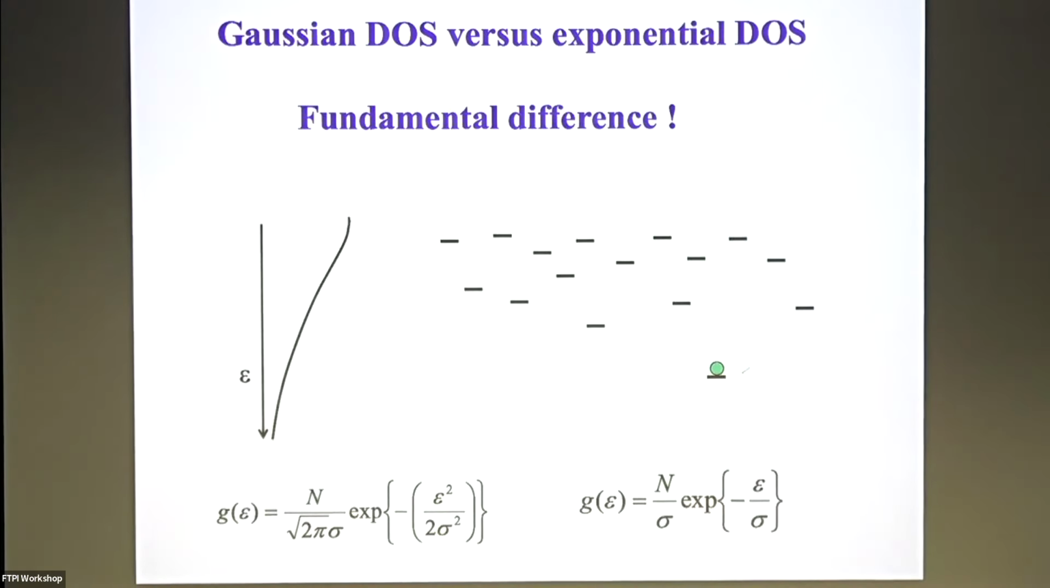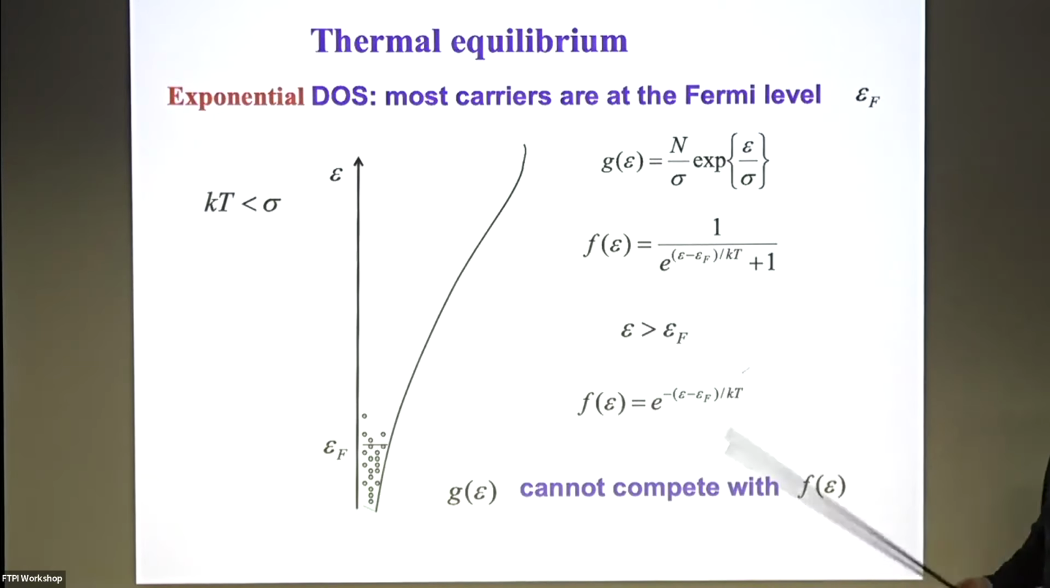So now, students, my message is: the behavior of electrons in the exponential density of states is completely different from the behavior of electrons in the Gaussian density of states. Okay? So if you believe, just switch off. If you want to know why, listen.